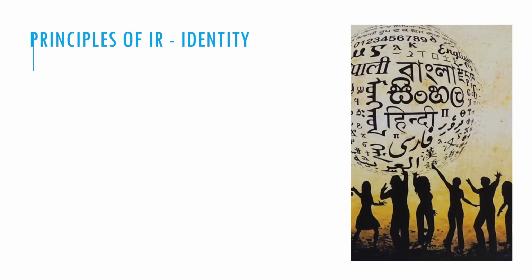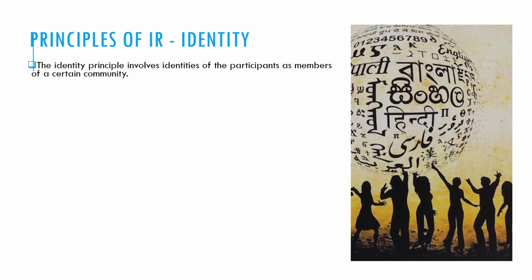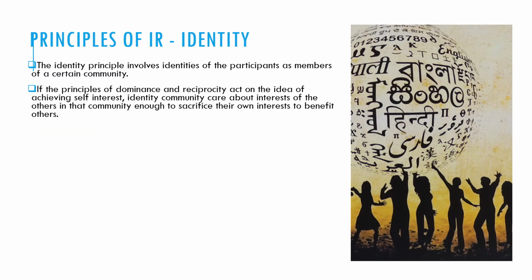Another principle of IR is the principle of identity, and the identity principle involves identities of participants as members of a certain community. So what does it mean? It means that if dominance and reciprocity act on the idea of achieving self-interest, identity community members care about the interests of others in that particular community, which would be enough to sacrifice their own interest to benefit the others.